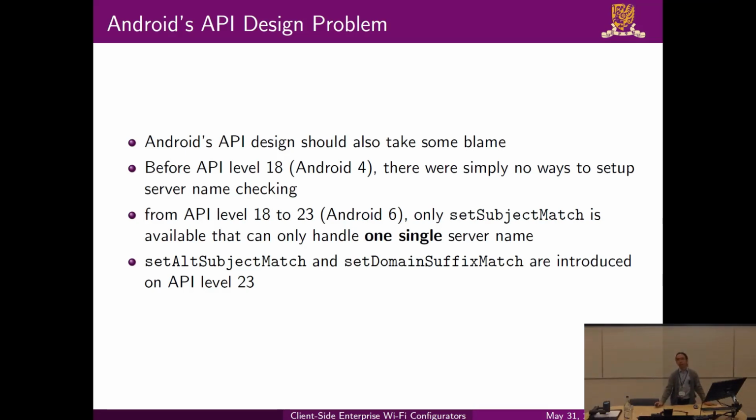We should argue that it's actually not entirely the developers' fault. Android's API design should also take some blame, because before Android 4, there were simply no ways to set up server name checking. Since then, there is a set subject match, used by Eduroam CAT, that only handles one single server name, and it uses substring match. Only since Android 6 do we have new attributes that can support different kinds of name checking.